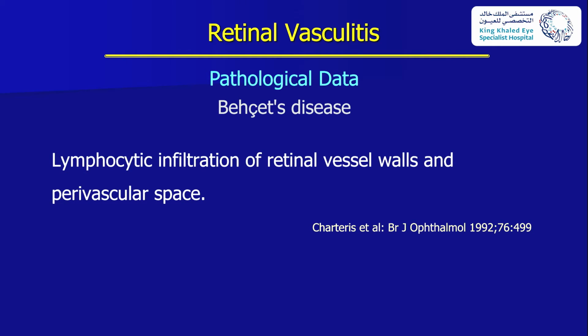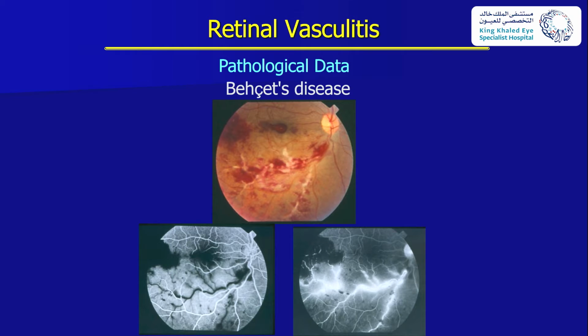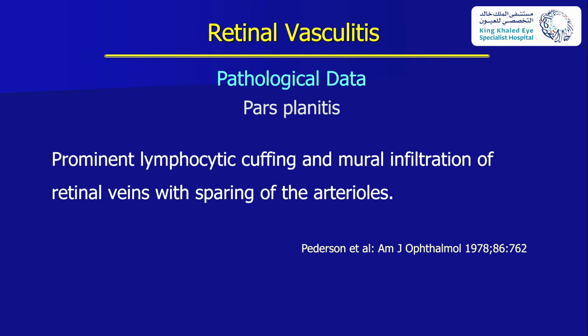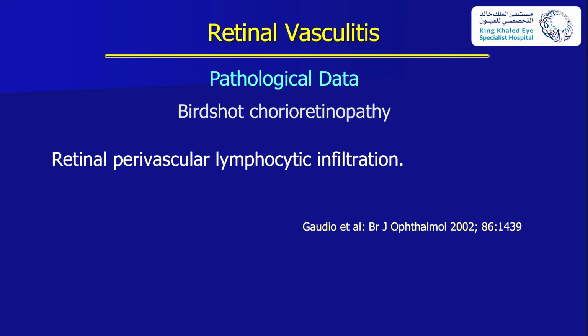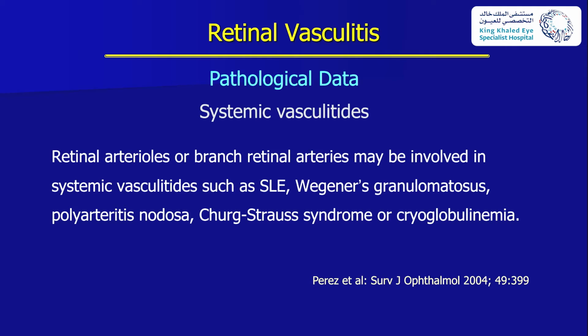Behçet disease, we have histopathology to tell us the vascular sheathing in Behçet disease is caused by lymphocytic infiltration. And this is an example of a patient with Behçet disease with extensive vascular sheathing. So if you do a biopsy here, you will see a perivascular inflammatory infiltrate composed of lymphocytes. Birdshot chorioretinopathy, we have also histopathology to confirm this.